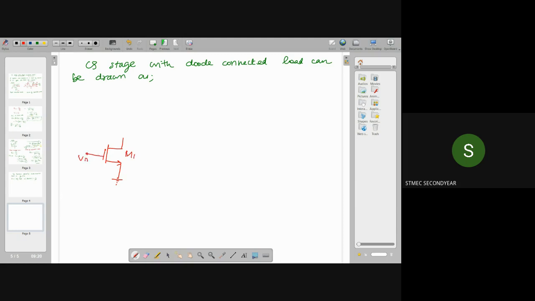Here we can apply our input signal. Okay. And instead of RD, we normally connect RD. So instead of RD, here you are going to connect the diode connected load. Okay. So we have diode connected load considered. This will be VDD, and here, since it is diode connected load, this gate and drain are shorted together. Okay, and from this point we can take the output. So this is the circuit diagram for the common source stage with the diode connected load.